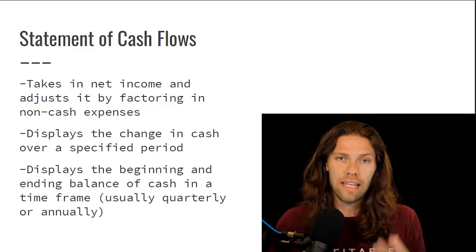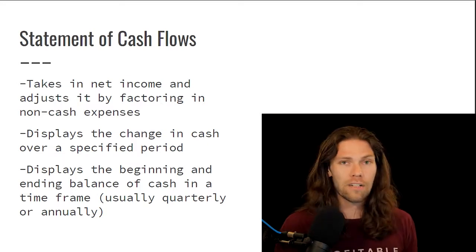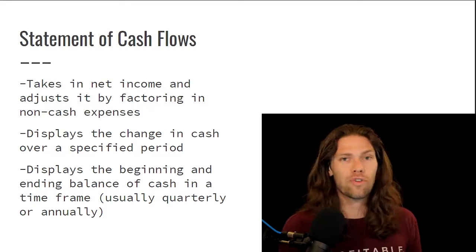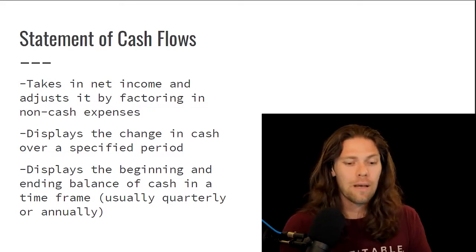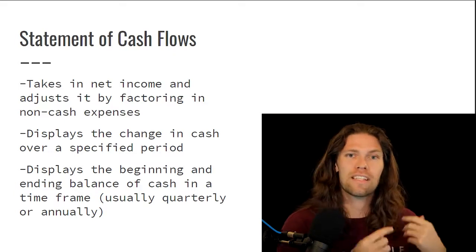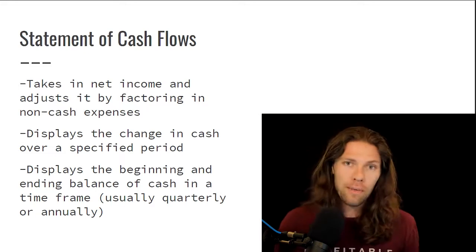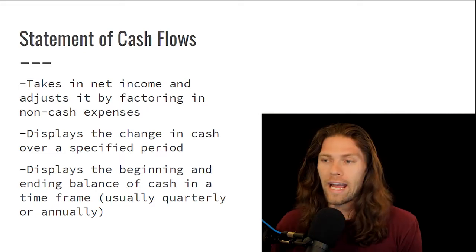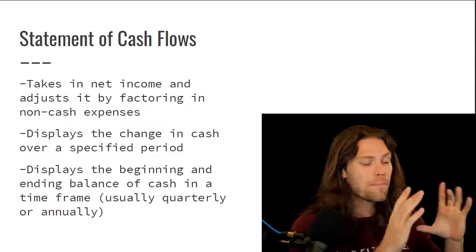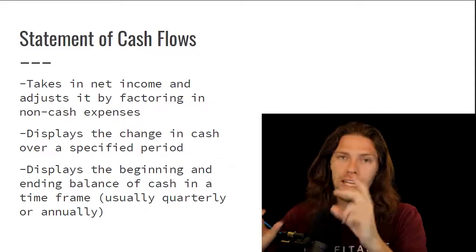So now that we understand the income statement, we need to understand the statement of cash flows. The statement of cash flows takes in the net income and then adjusts that net income by factoring in non-cash expenses, because the net income only tells us so much. It displays the change in cash in a given period, usually quarterly or annually. It displays the beginning balance of cash within that period and the ending balance of cash in that period.